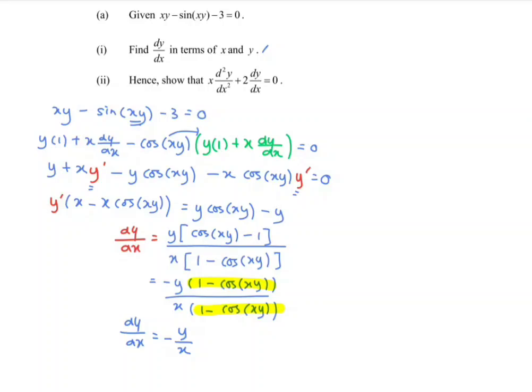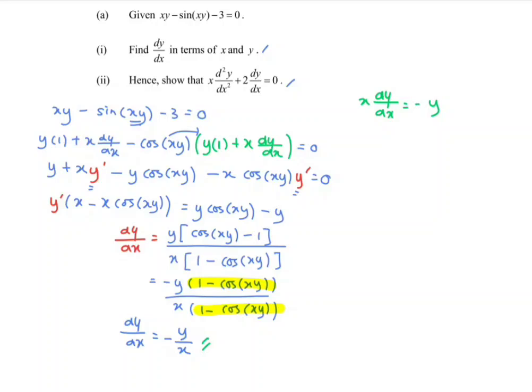So number 2 shows that we have x multiplied with the second derivative plus 2 multiplied with the first derivative equals to 0. Let's begin on this part. We have x multiplied with dy/dx equals to negative y.